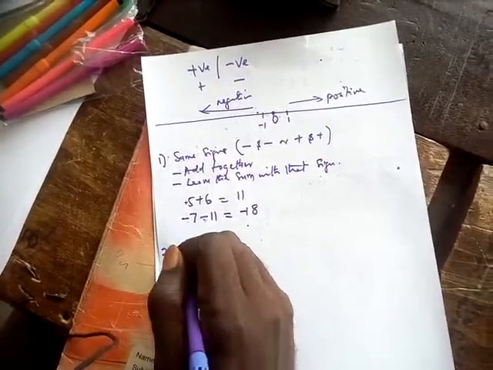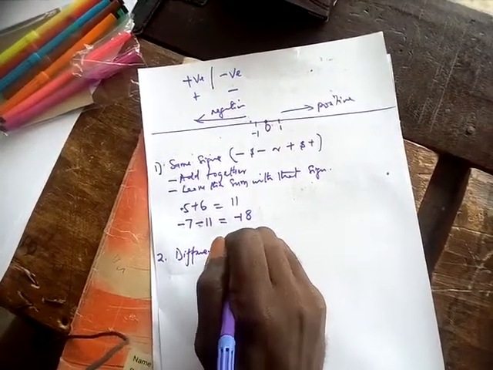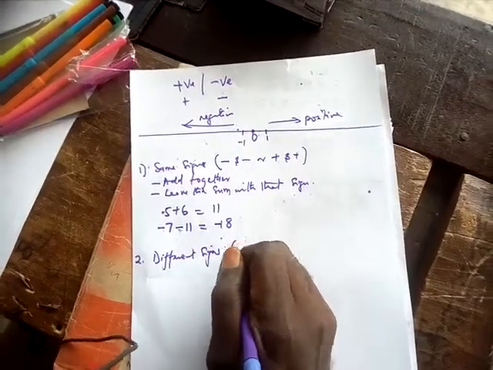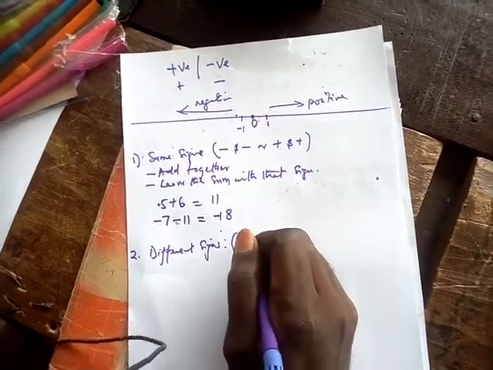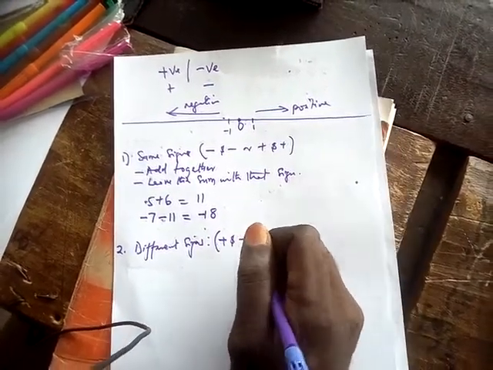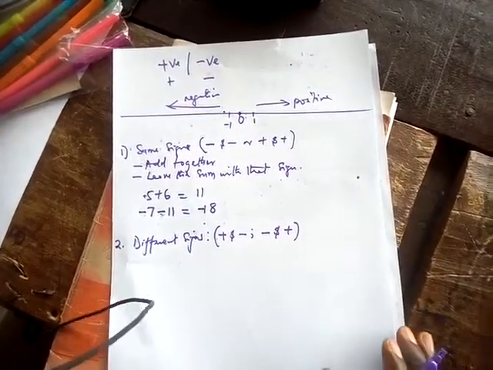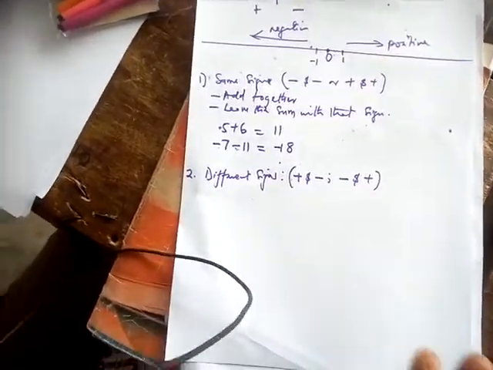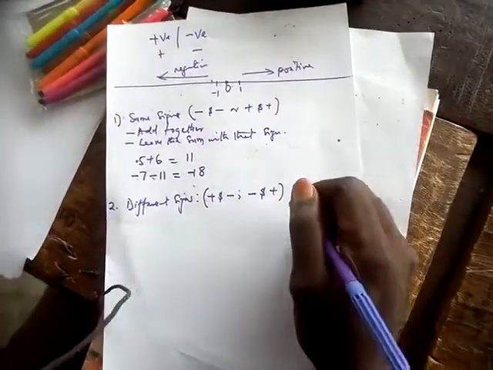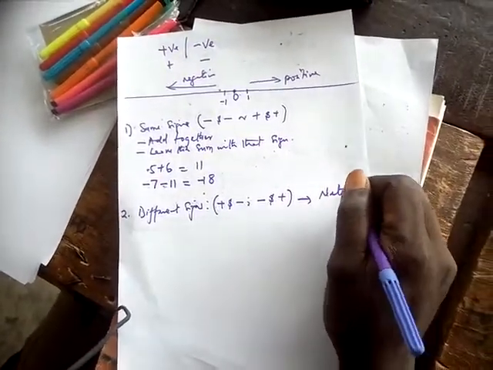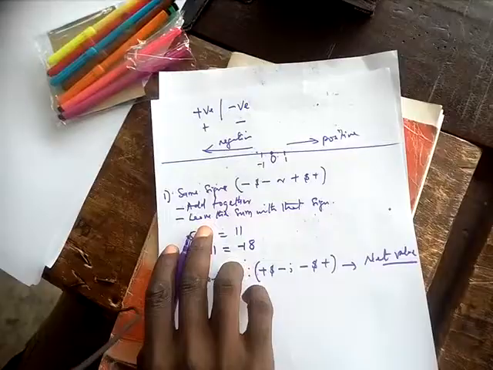The second one is if they have different signs. I try to let my students know this so that they could apply it all the time. Either one is positive and the other is negative, or the first is negative and the other is positive. It doesn't matter the order. What matters is you are dealing with numbers with different signs and you're putting them together. What it means is this: you'll be looking for the net value.